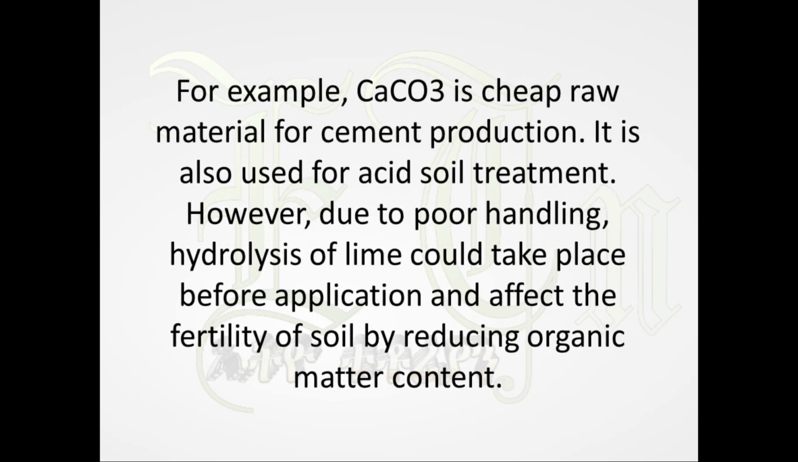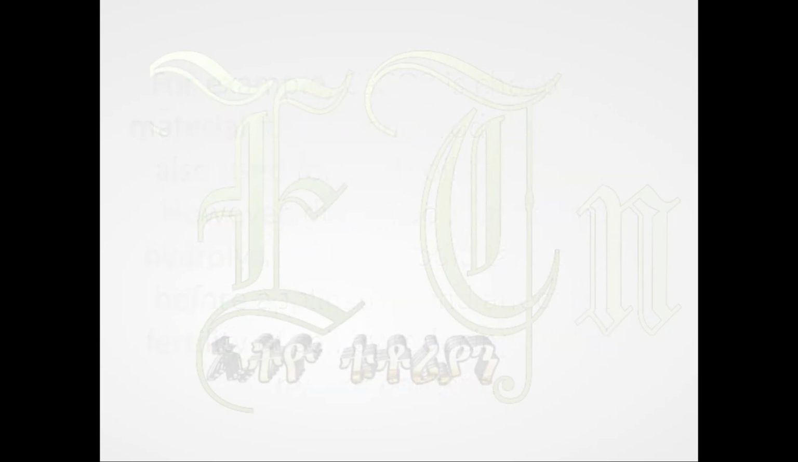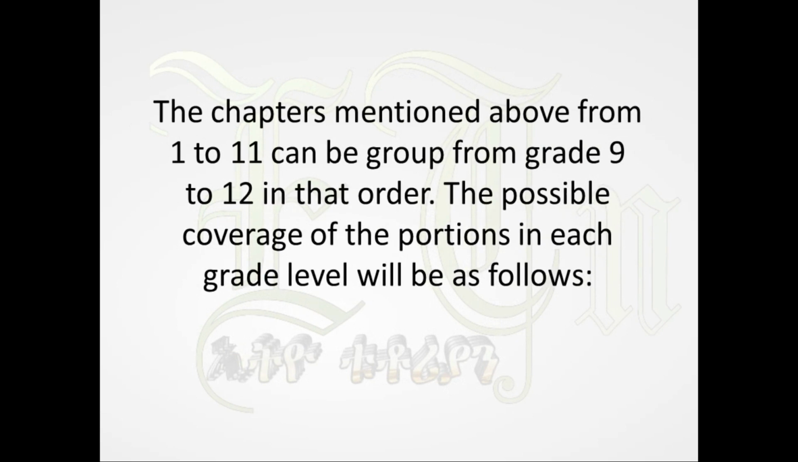For example, CaCO3 is cheap raw material for cement production. It is also used for acid soil treatment. However, due to poor handling, hydrolysis of lime could take place before application and affect the fertility of soil by reducing organic matter content. The chapters mentioned above from 1 to 11 can be grouped from grade 9 to 12 in that order.